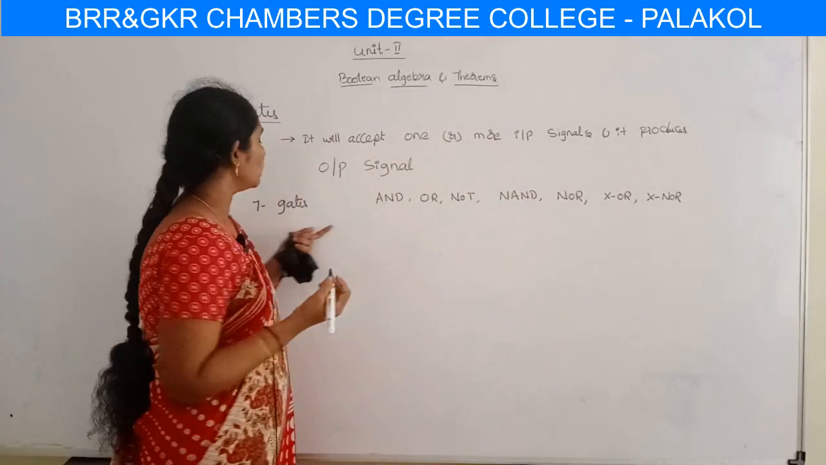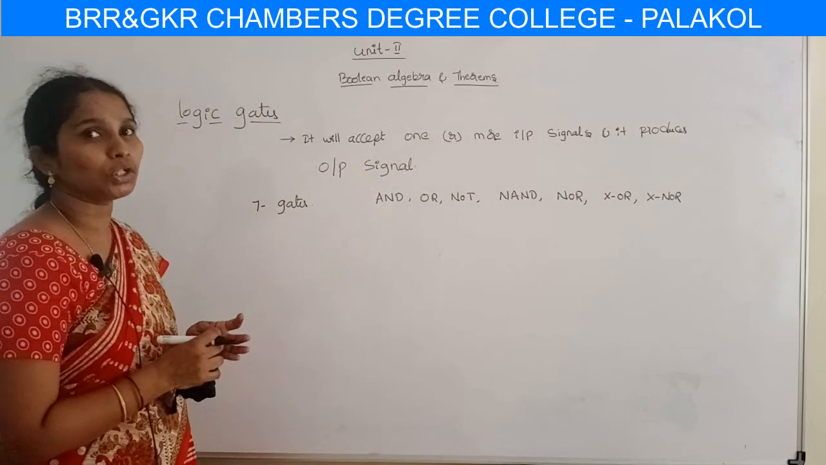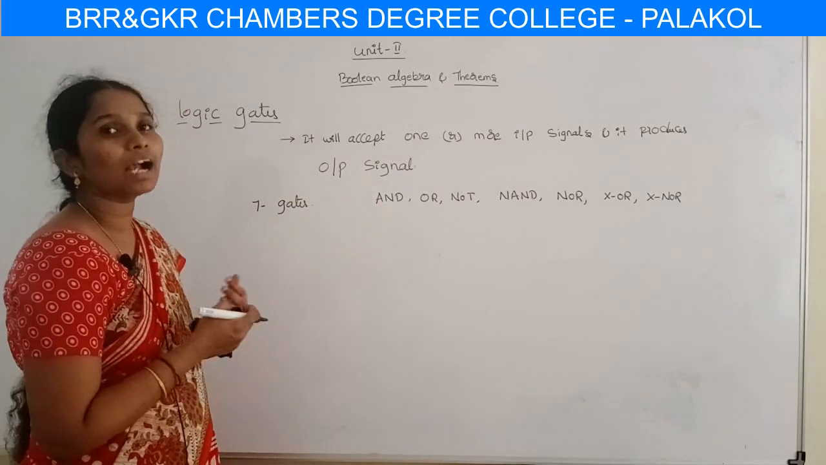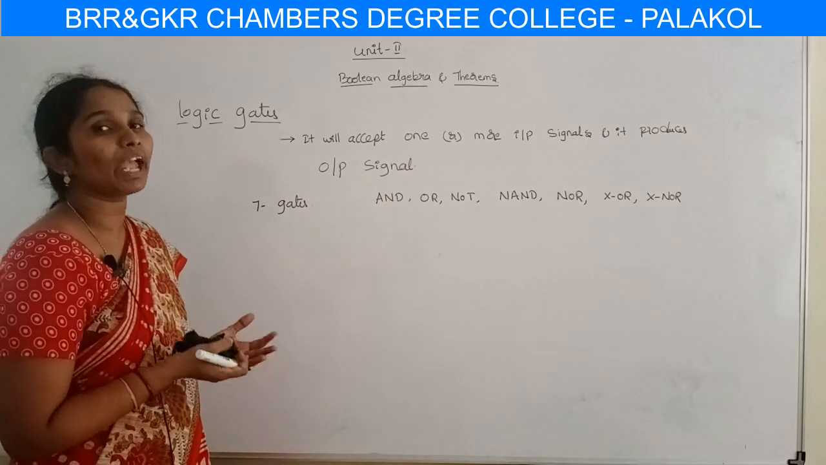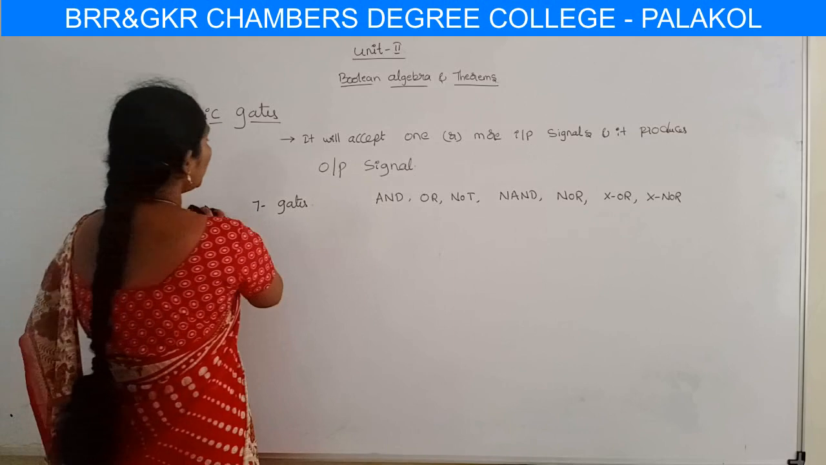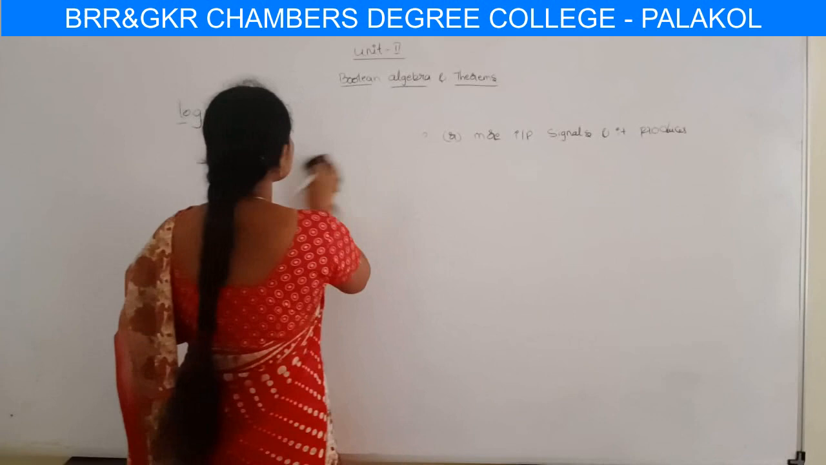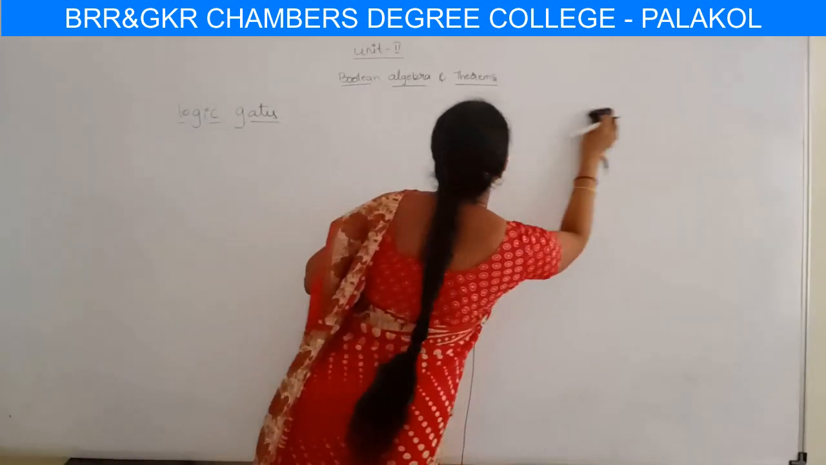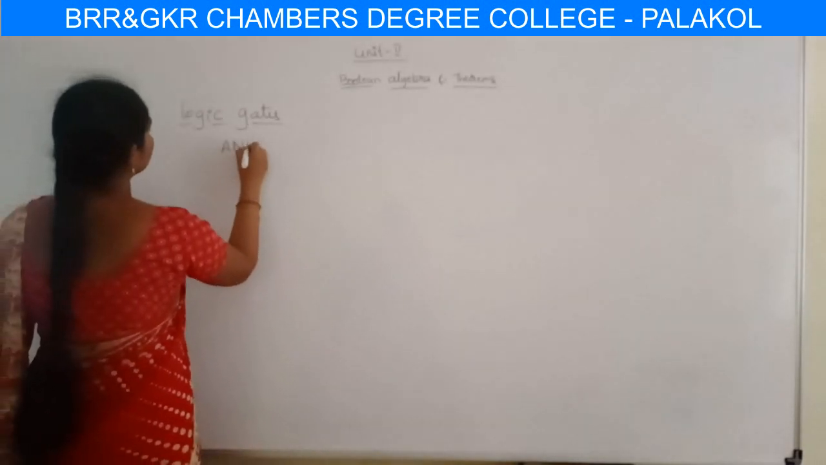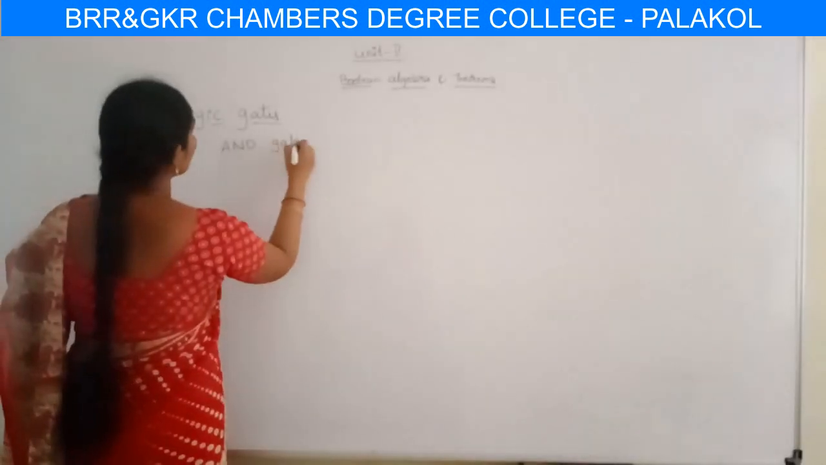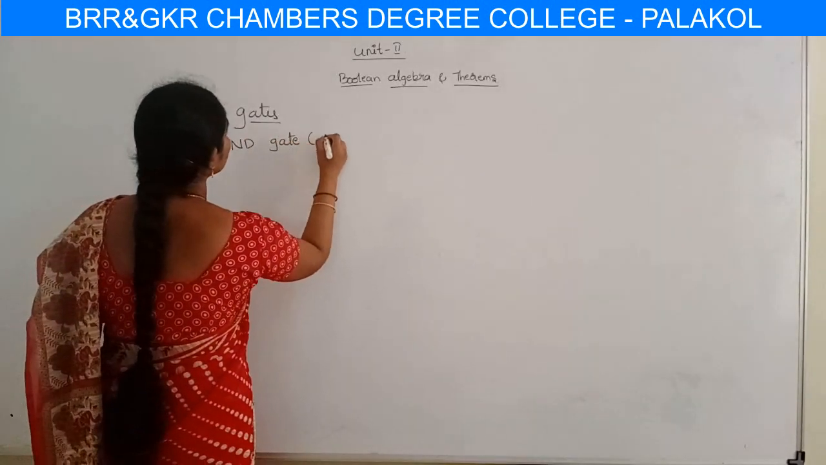Okay, so these are the 7 gates. By using these logic circuits we have to implement the ICs. So that means the logic circuits are the building blocks of integrated circuits. Okay, first one is AND gate. We will discuss each and every gate. The first gate is AND gate. So AND operator is dot.